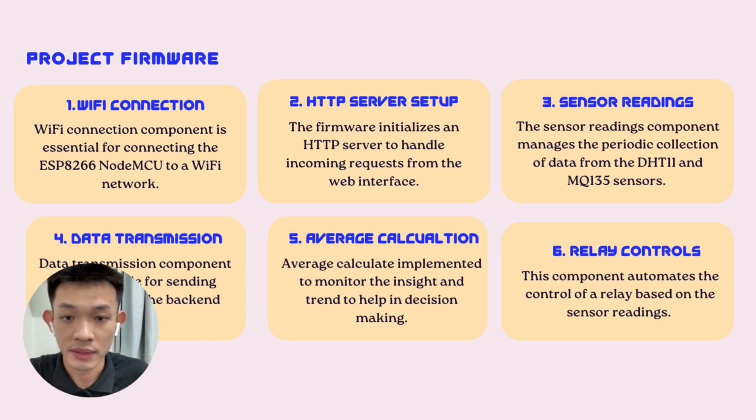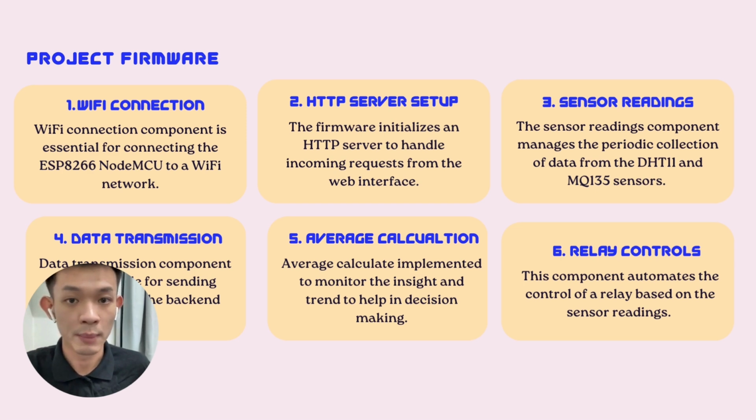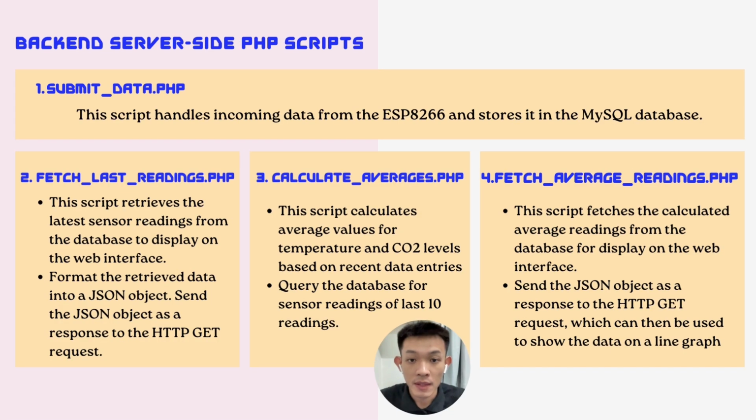Last but not least is the relay control. Automate relay activation based on sensor readings, such as turning on the ventilation system if CO2 is high. Even with the modes, the user can turn to manual to trigger the relay manually. Let's continue with the project's back-end server-side PHP scripts that I have developed for this system.